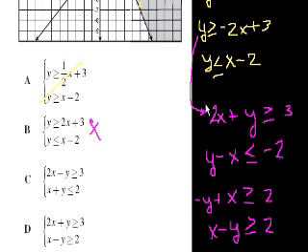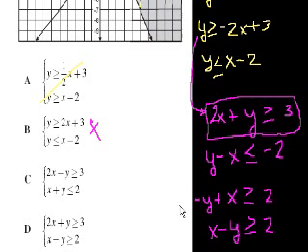So our two equations turn into 2x plus y is greater than or equal to 3, which is this one. And we get x minus y is greater than or equal to 2, which is that one. And we're done. It's choice D.